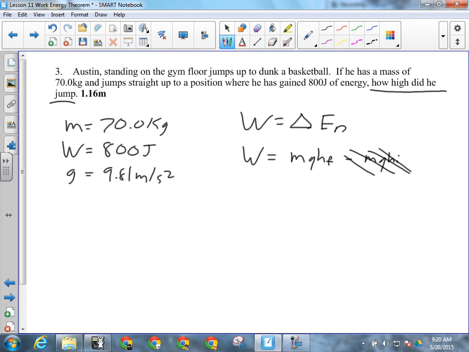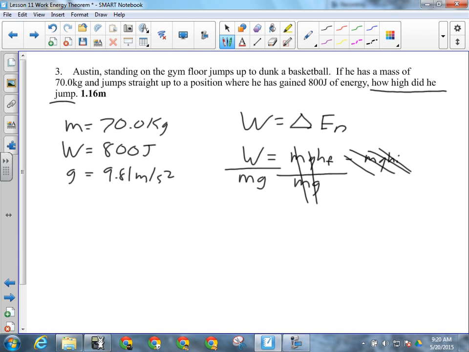How do I get hf by itself? Divide by mg. First rule of algebra. If I want to move something, I do the opposite. Right now, I'm multiplying those 3 things together. So I divide by the 2 things I want to move, and I leave hf where it is. Then what I do to one side, I do to the other.